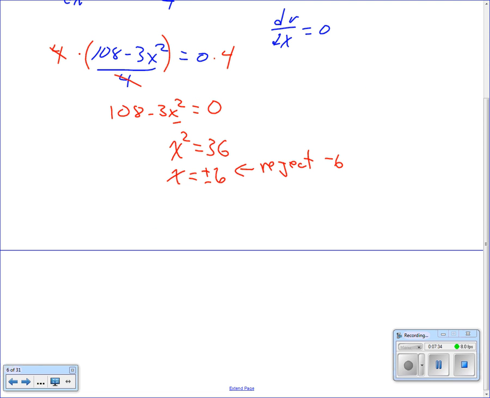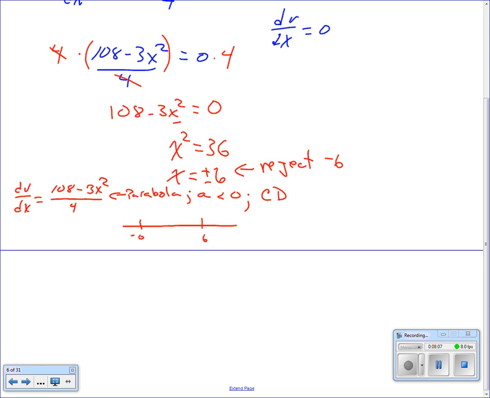So when I do my sign analysis, I'm going back to the original derivative. Remember, dv over dx was 108 minus 3x squared all over 4. And my critical points are -6 and +6. But if I look at the derivative, it is simply a parabola. And the leading coefficient is less than 0. It's negative, which means it opens down, which we now can say is concave down. So the parabola is going to have this sort of shape.